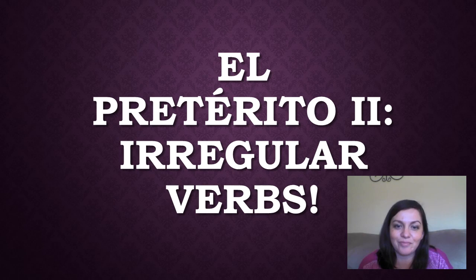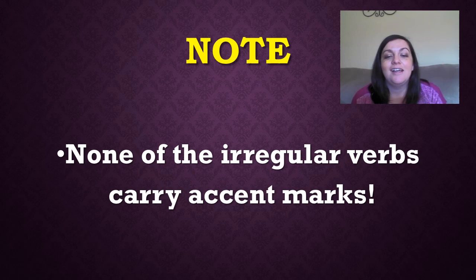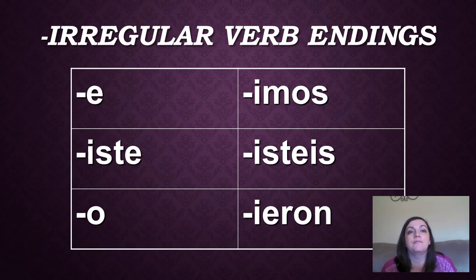So irregular verbs, here we go. Note, none of the irregular verbs carry an accent mark. That is what makes them irregular for the most part. Whereas if you recall from our last video for the preterite tense, you had accents on the first person, the yo form, as well as the third person, the él, ella, usted form. But check these guys out, no accents. So you have e, iste, o, imos, isteis, ieron. And notice that it's ieron, so even if it's an AR verb in the irregular, it always has that ending. So these are the endings for all of our irregular verbs today.